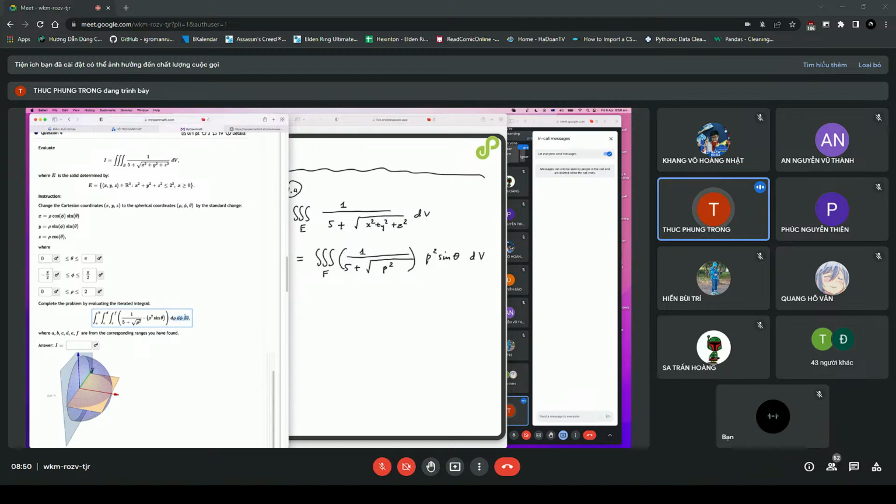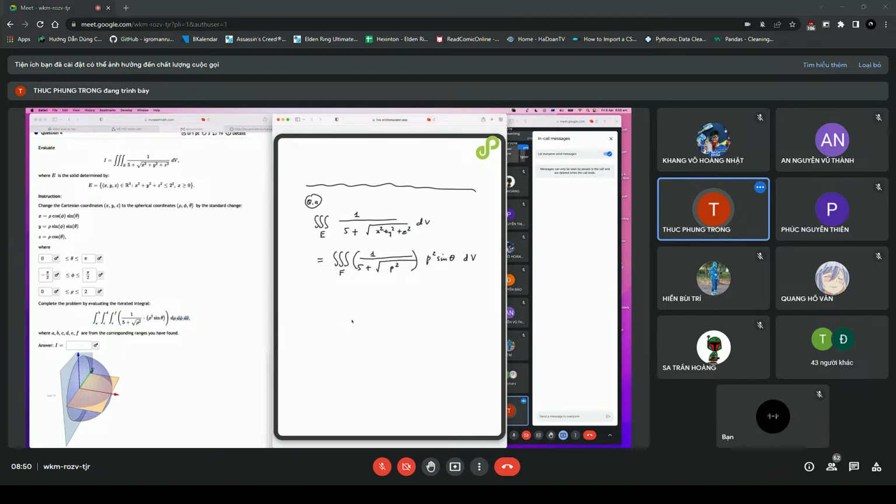If I use this order, then what we have right here is for d theta from 0 to pi, and for d phi we have minus pi over 2 to pi over 2, and for rho from 0 to 2, and the function we have is only this.